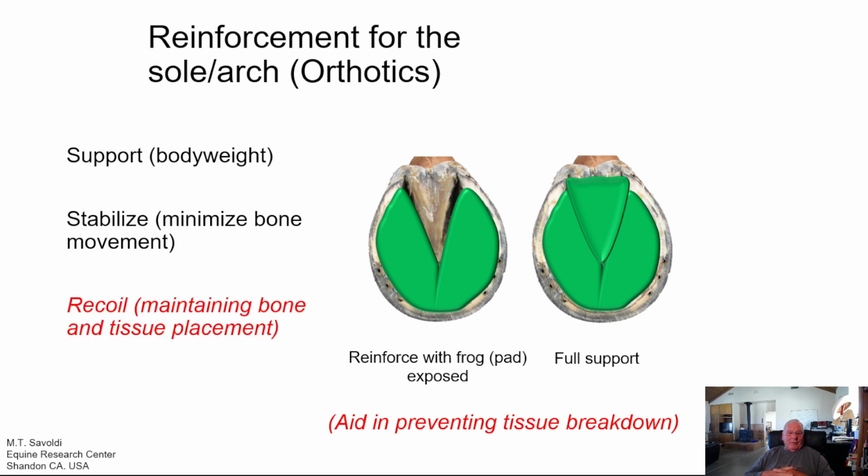Then we have recoil, maintaining bone and tissue placement. This is the best advantage I can say for this product, for an orthotic. A flat-footed horse hates to run, doesn't it? Its sole has lost its recoil. So orthotics can help maintain the bone's elevation in the foot, keep it up. It allows it to drop, unload, but yet it helps it return. Best thing for the horse's foot is recoil. And that's what this product can do.